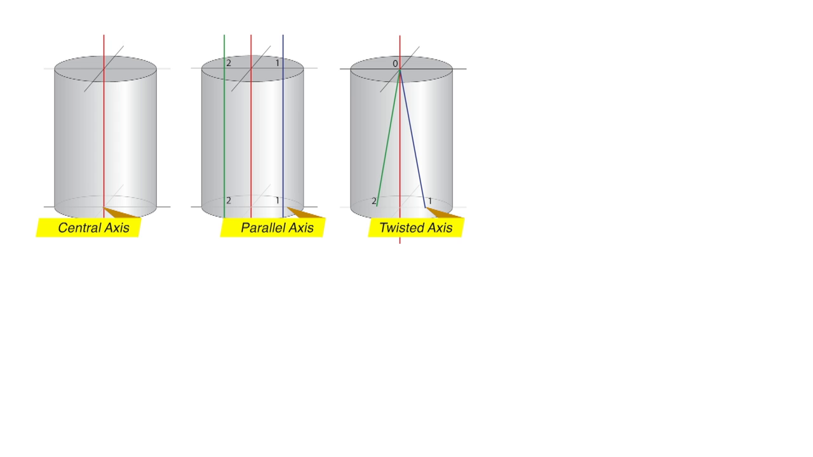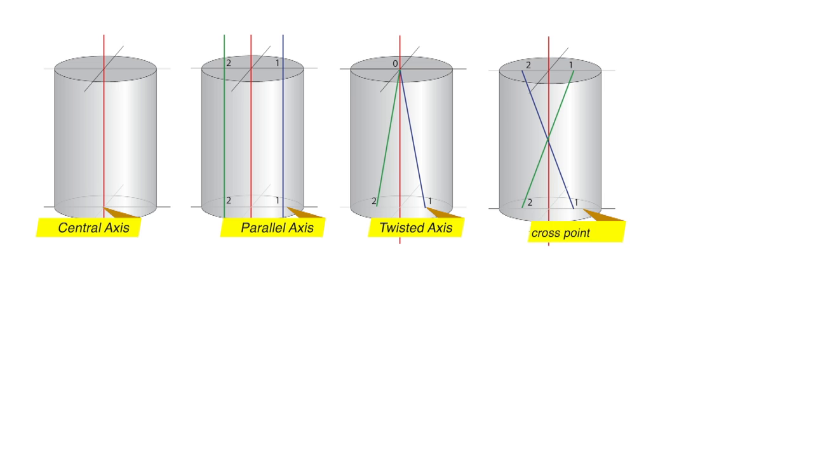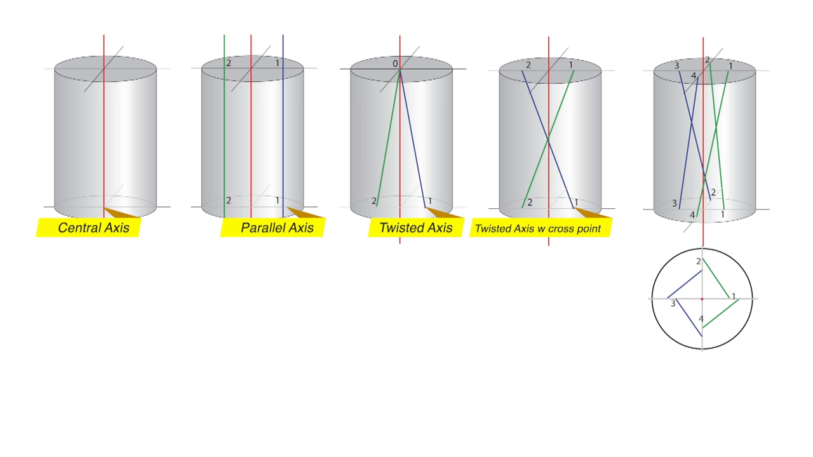Also, the other way of turning multi-axis spindle turnings is using the twisted axis, and there we have two subtypes of twisted axis. There can be a twisted axis that has a common cross point with the central axis, so they don't run parallel to the central axis, they can cross each other. Or they can cross each other visually, but there's no common cross point between the twisted axis and the central axis.